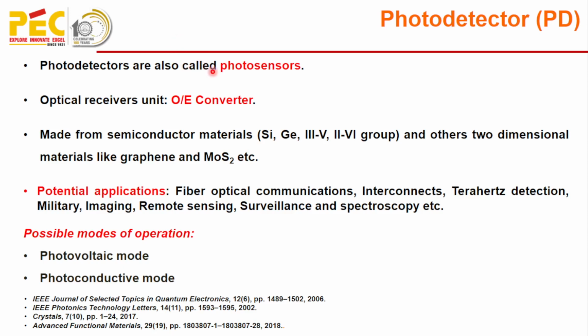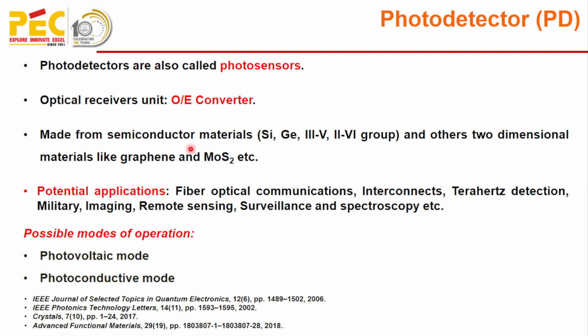Photodetectors are photosensors which will sense the electromagnetic radiation or the incident optical energy. They are termed as the optical receiver unit, in which reverse bias PN junction photodiodes will convert the optical energy into the electrical signal. That electrical signal can be either voltage or current, hence they are referred to as OE converter, that is optical to electrical converter.